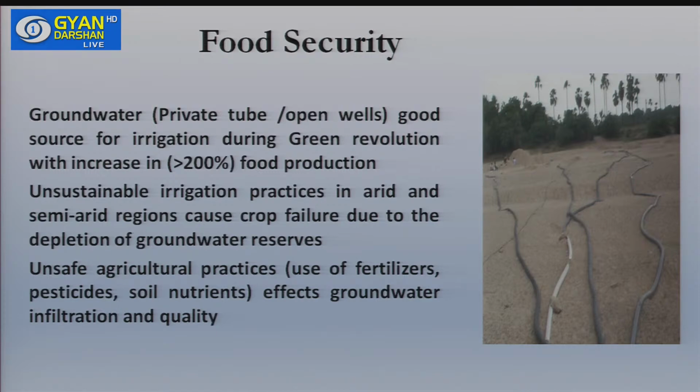Maybe you can say that the Green Revolution was successful mostly because of this usage of groundwater at one point. There may be other points as well, but this has led to unsustainable irrigation practices, mostly in arid and semi-arid regions. This has caused crop failure due to depletion of groundwater. Other factors are also there, like climate change. Unsafe agricultural practices, like use of fertilizers and pesticides, affect soil nutrients, groundwater infiltration and quantity. Here in this figure you can see the unsustainable irrigation practices.